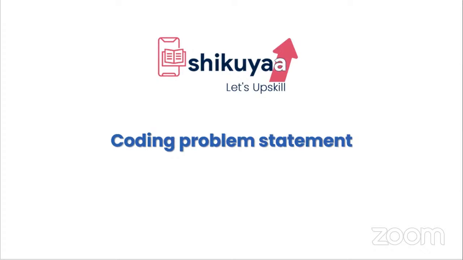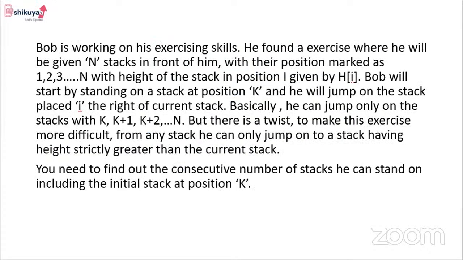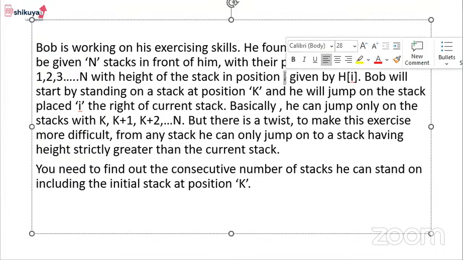So, you have this statement in front of you. Bob is working on his exercising skills. He found an exercise where he will be given n stacks in front of him with their positions marked as 1, 2, 3, and this number goes up to n, with the height of the stack in position i given by h_i. Here it should be a small i.